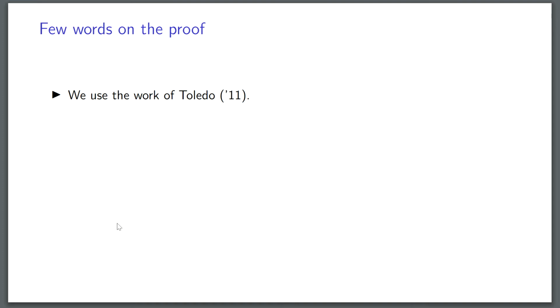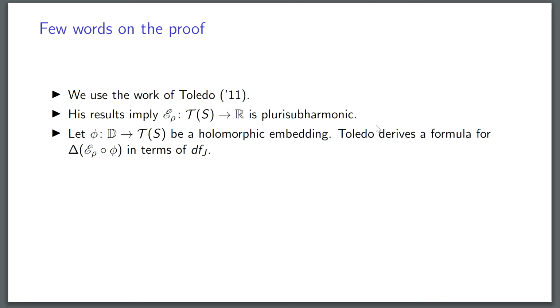He considered a more general situation, namely the energy functional for harmonic maps into general Riemannian manifolds. However, we can apply his results to our situation, and his results imply immediately that the energy functional is plurisubharmonic. That means that for our proof, really what we're interested in is making this strictly plurisubharmonic. In order to do that, we need the following fact from Toledo's paper.